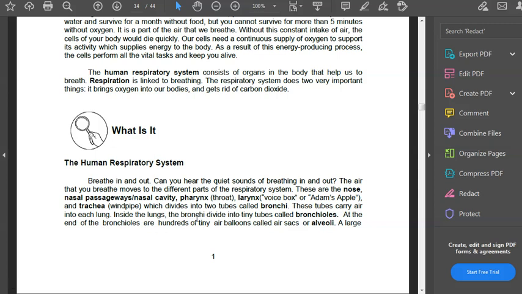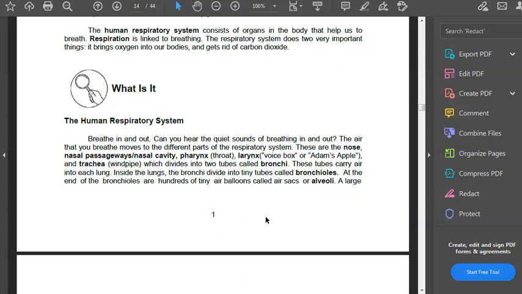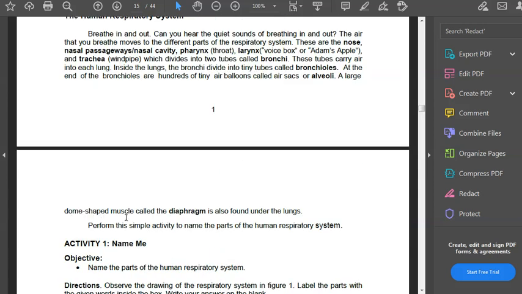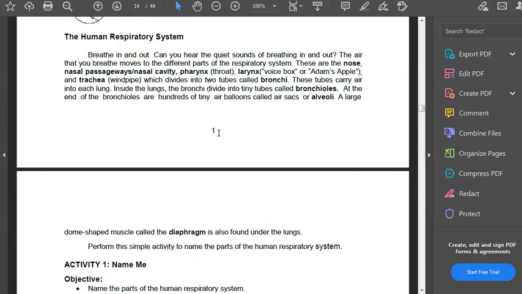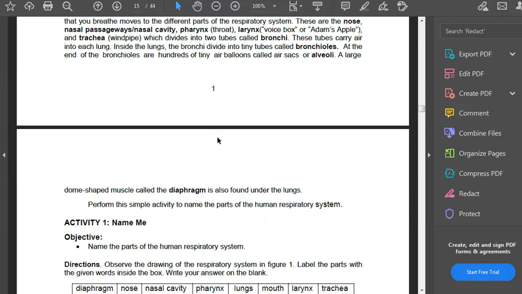Inside the lungs, the bronchi is divided into tiny tubes called bronchioles. At the end of the bronchioles are hundreds of tiny air balloons called air sacs or alveoli. A large dome-shaped muscle called the diaphragm is also found under the lungs. After learning about that, these are the different parts of the respiratory system. Now we will try to answer an activity.